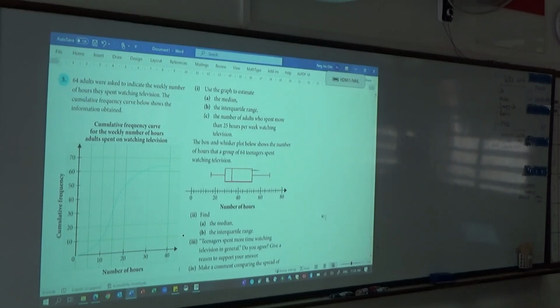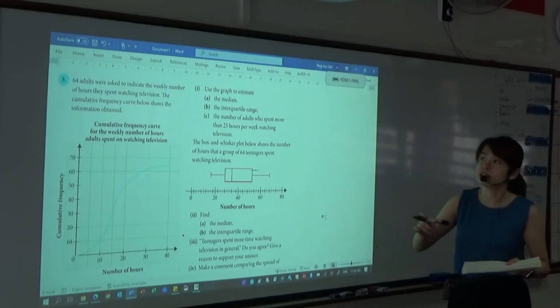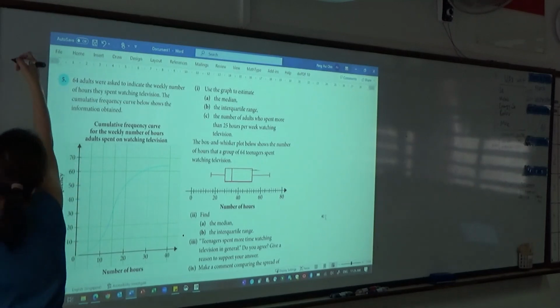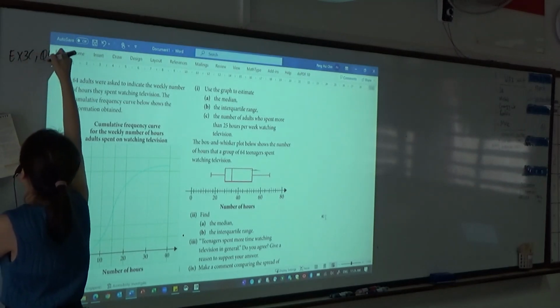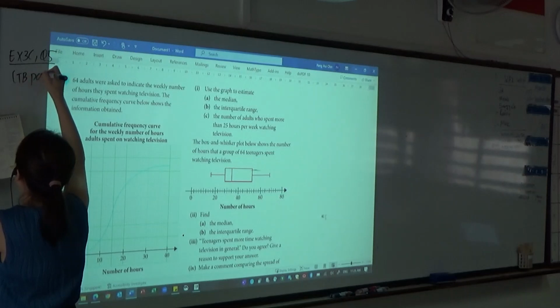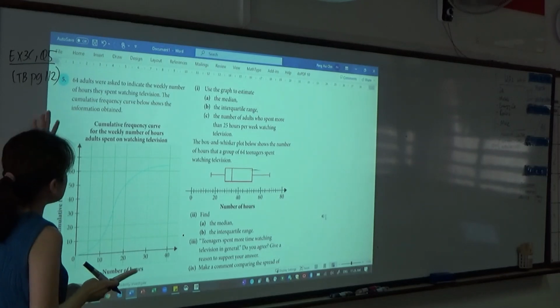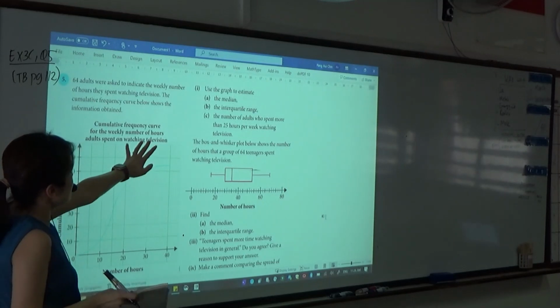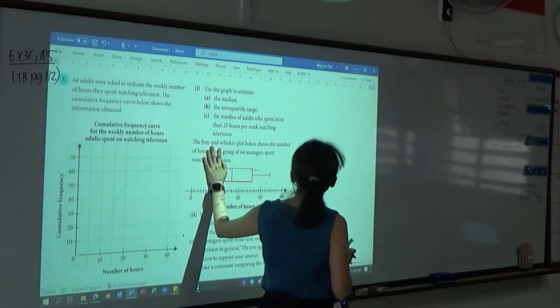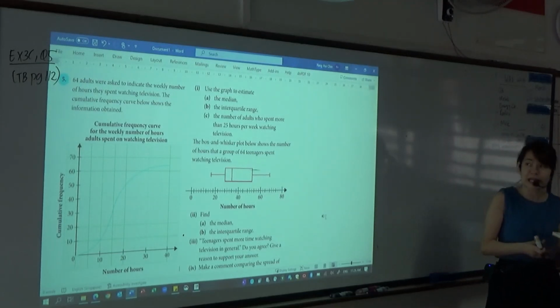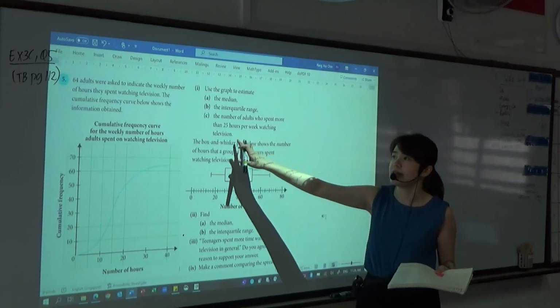Now, in this question, it says that 64 adults were asked to indicate the weekly number of hours. You can just write down, it's exercise 3C, question 5, yeah? They were asked to indicate the weekly number of hours they spent on watching television. The cumulative frequency curve is shown over here, and we need to first use the graph to estimate the median, interquartile range, as well as the number of adults who spend more than 25 hours per week watching television.